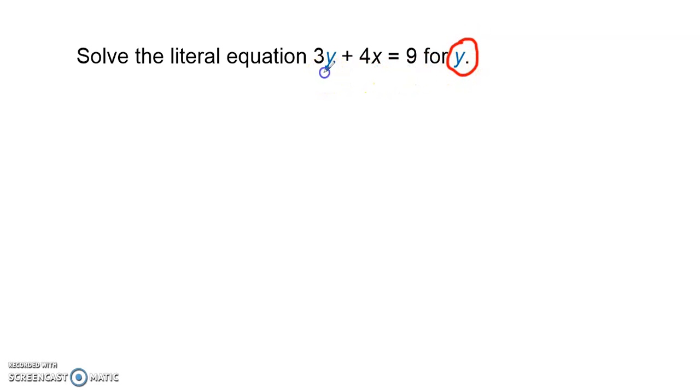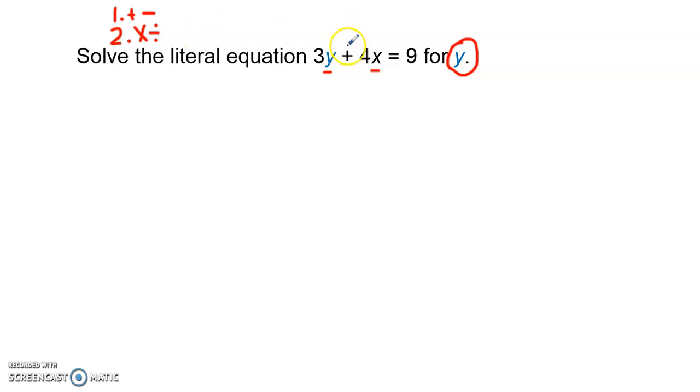So we can see here that we've got two different variables. We've got y's and x's, but we just care about getting y by itself. So we're still going to remember the steps that we talked about last time. We need to first get rid of our addition and our subtraction, and then we need to get rid of our multiplication and division.